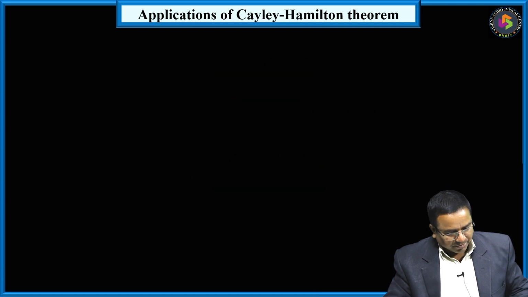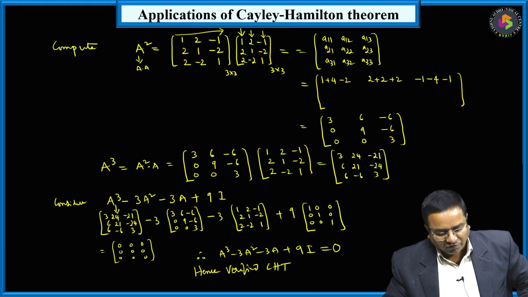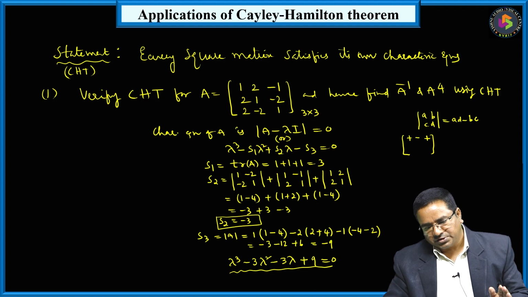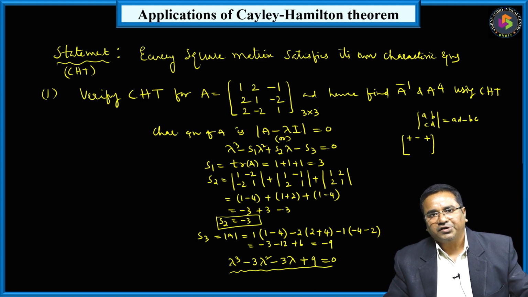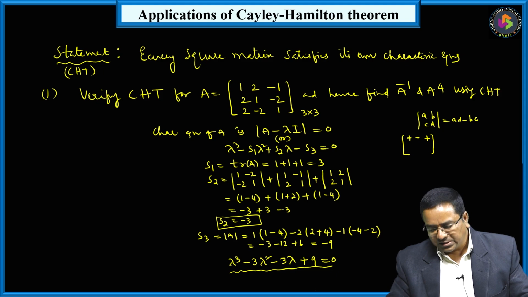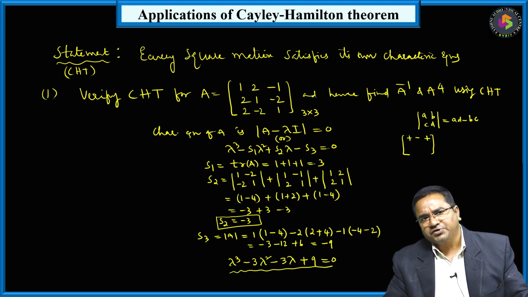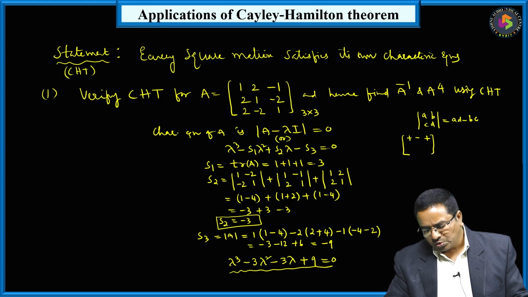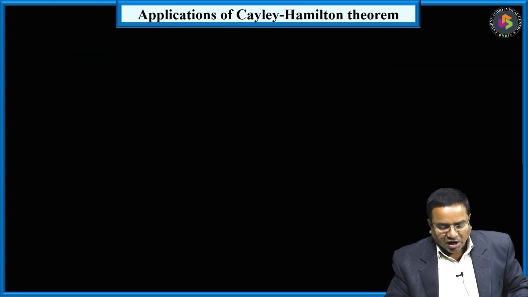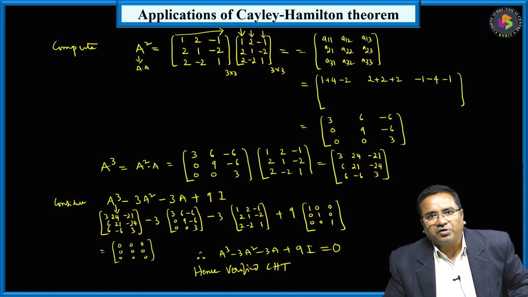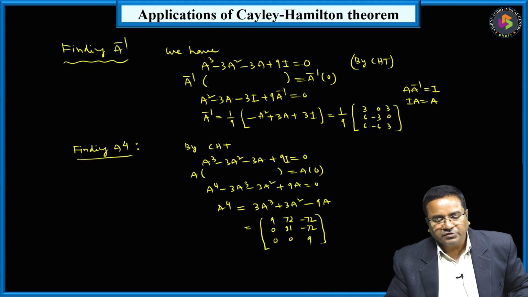Here the main thing we have to remember is that, generally, while we are evaluating as an examiner, we will concentrate first on whether he got the correct characteristic equation or not. Once you get this characteristic equation, the rest of the portion is very simple. The only thing is: whatever powers we require, you first compute them, substitute, and show that they satisfy that equation.